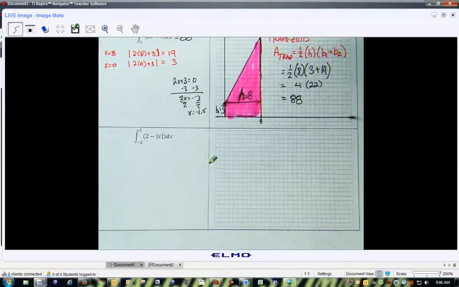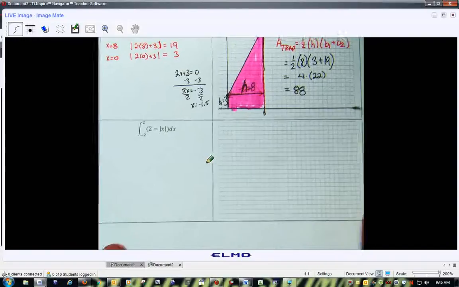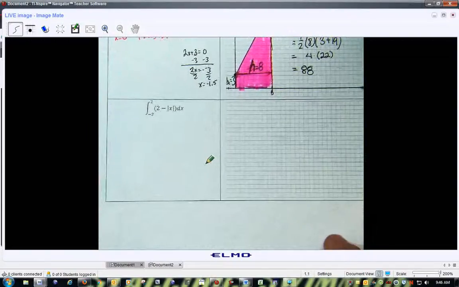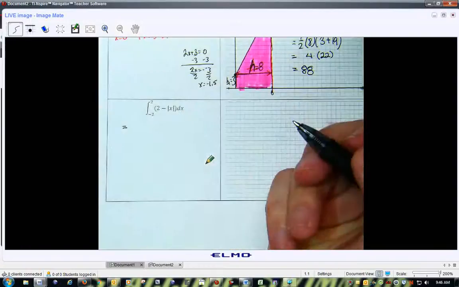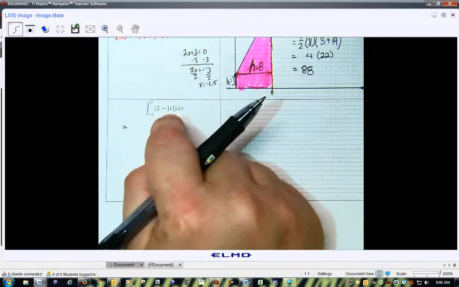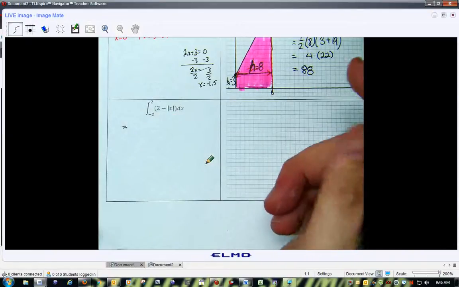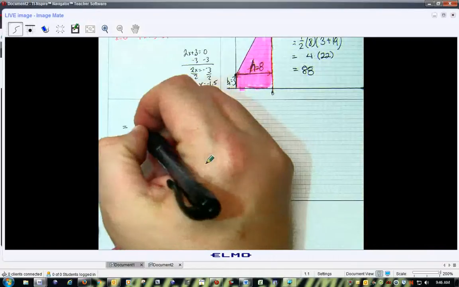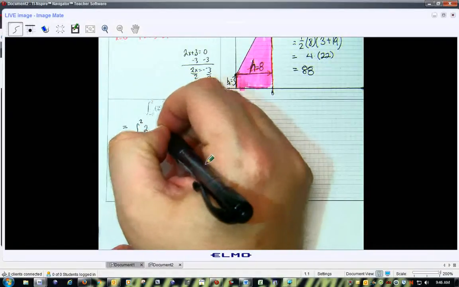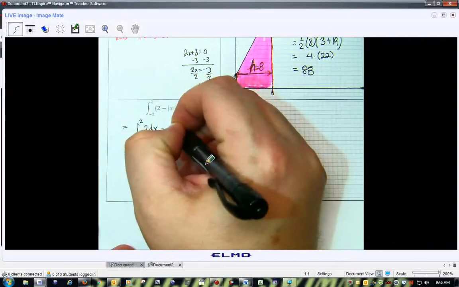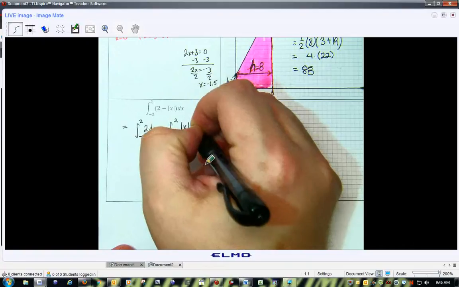All right, now this last guy, we can actually break this up into two different integrals because we have two different things. The 2 minus absolute value of x, they're not in the absolute value sign. They're just in parentheses. So we can use our rule that says I can change this to the integral from -2 to 2 of 2 dx minus the integral from -2 to 2 of the absolute value of x dx.